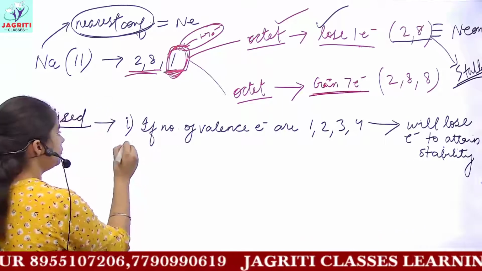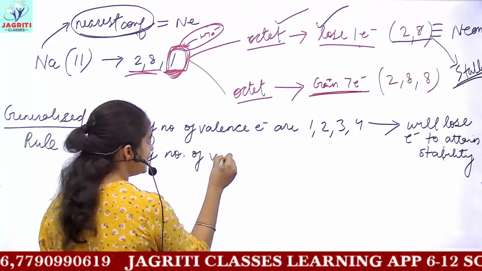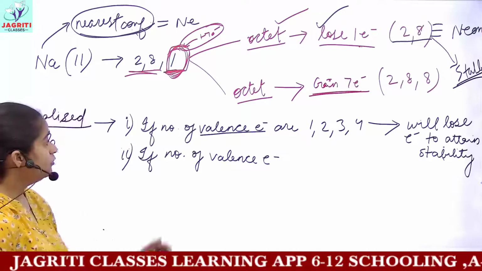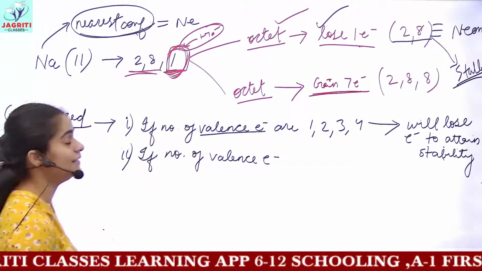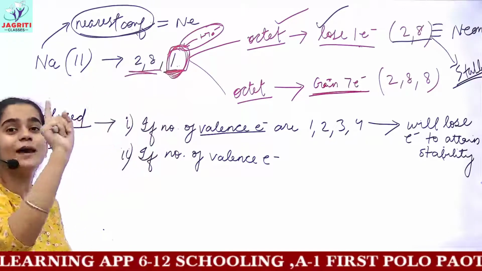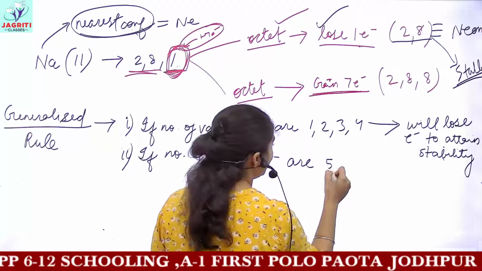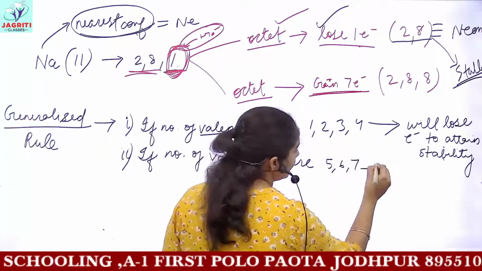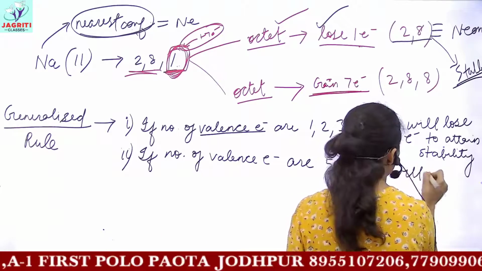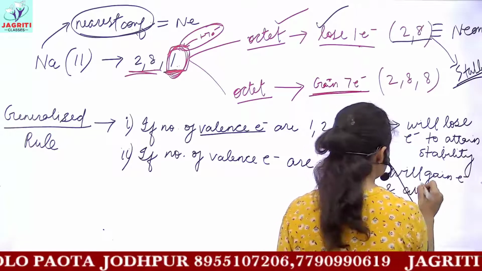And the second part of the rule states that if the number of valence electrons, now I hope you do not have any confusion in this term. We started our class with the same term, valence electrons. Electrons present in the outermost shell are called valence electrons. So if the number of valence electrons are 5, 6 or 7, then these elements will gain electrons and attain stability.